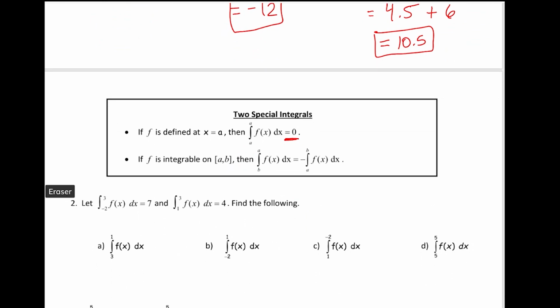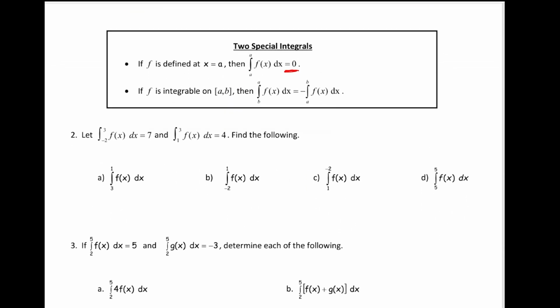So let's take a look at a couple quick examples here. Number 2 is giving us the value of 2 definite integrals. So we've got 2 of them right here. And it's asking us a couple follow-up questions. The first one is, what's the integral from 3 to 1? So we know the integral from 1 to 3 of f of x is 4. So to find the integral from 3 to 1, we just need to negate this integral and flip the boundaries. And so this will just equal -4.